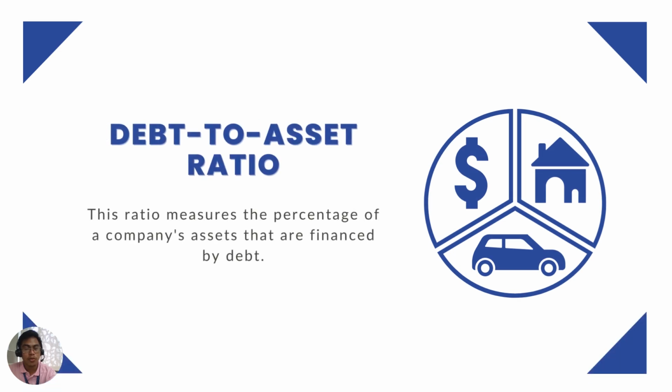Let's now move forward to the third solvency ratio that is often used, and it is the debt to assets ratio. This ratio measures the percentage of the company's assets that are financed by debt. A high debt to assets ratio may indicate that a company is heavily leveraged and could be at risk of financial distress.